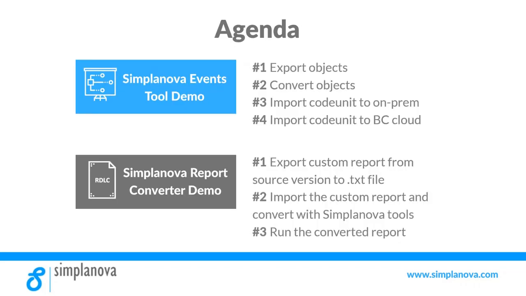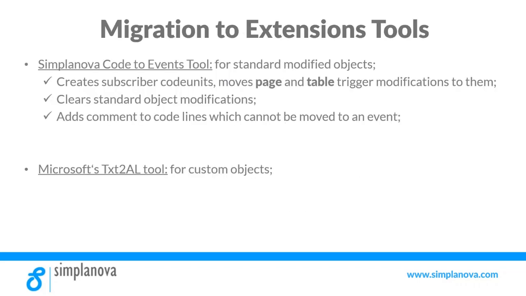So for our agenda today, I will demonstrate two tools. The first one is the Simplanova Code to Events tool. We're going to export modified objects, convert them, import them to Business Central On-Prem, and import to Business Central Cloud. And for the second part, I'm going to demonstrate the report converter and explain a bit more how it works later.